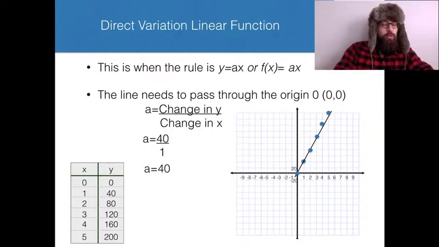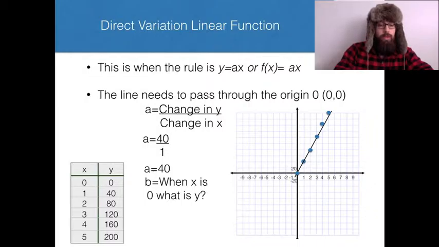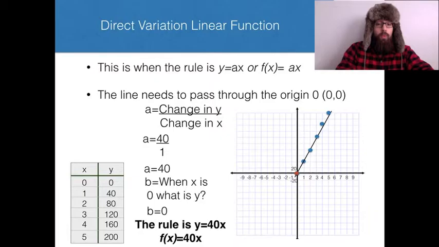Now we're still going to do plus b just to make sure that you guys are okay with it. So for b, we know that when x is 0, we need to know what y is equal to. Well, in this case, when x is 0, y is 0. It's going through, bam, at the origin, which means there is no plus b. So our rule is simply y is equal to 40x, or a function of x is equal to 40x. That's it. So for a direct function, you're always going to have 0, 0 for your x and y, and the line is going to go through the origin.